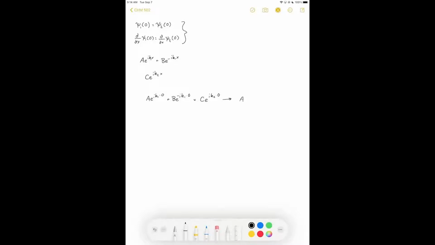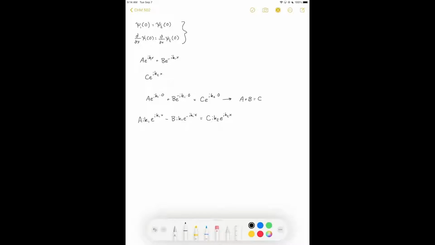So this simplifies into a + b = c. Then for the second part, we can take a derivative and we get the following. If we take derivatives, we get a times ik1 e^(ik1x) minus b ik1 e^(-ik1x), and that's going to be equal to c ik2 e^(ik2x).